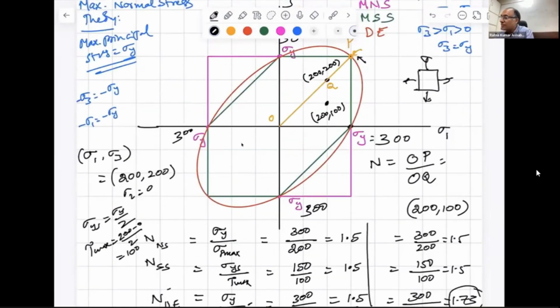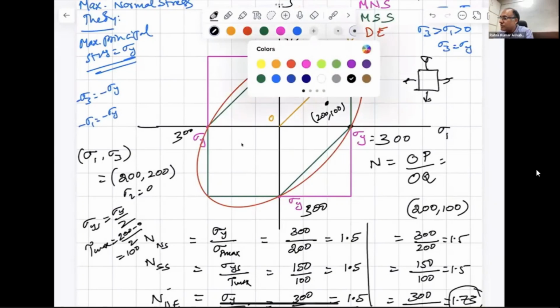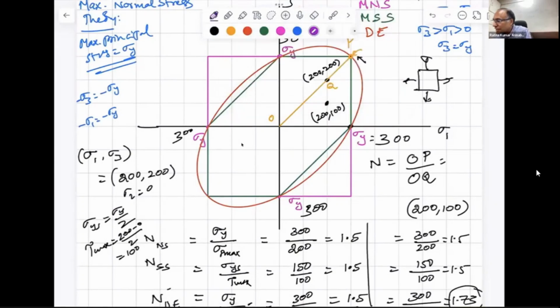Now look at this other one, 200, 100. So now for this one, O is the same, Q is the same. This is P1 and P2. And if you carefully observe, if you have to write the factor of safety for distortion energy theory, it should be written as what? OP2 divided by OQ, because the distortion energy theory line is up to here.